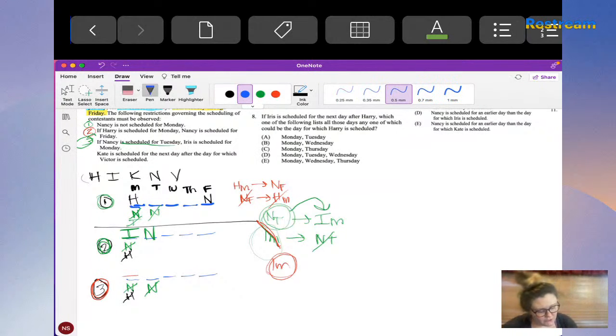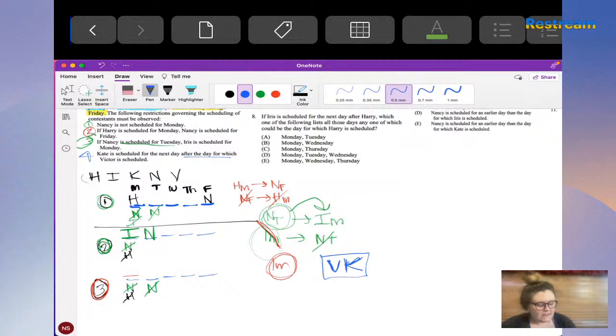Our last rule says Kate is scheduled for the next day after the day for which Victor is scheduled. Sometimes people get all crazy about these rules, but what is this saying? This is just saying that when Victor goes, Kate's going to go right after him. And so we'll have Victor and Kate, and these are strictly locked next to each other. So wherever these 2 friends go, we have to have a 2-man spot, right? Two places for them to go, which isn't an issue in any of the worlds that we have now.